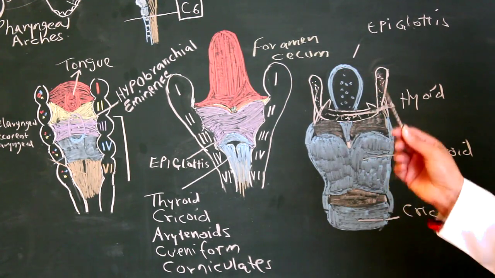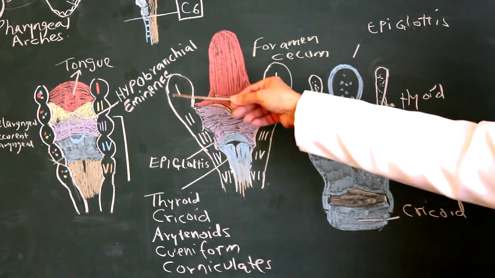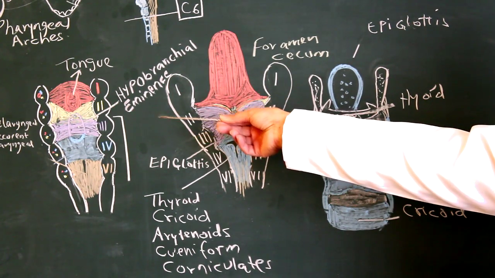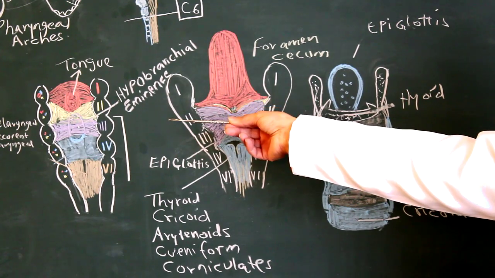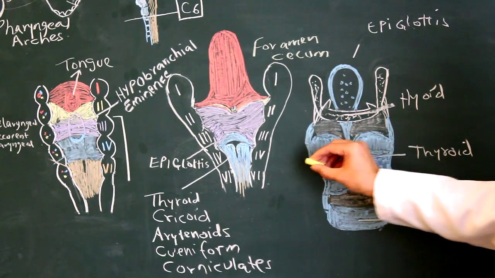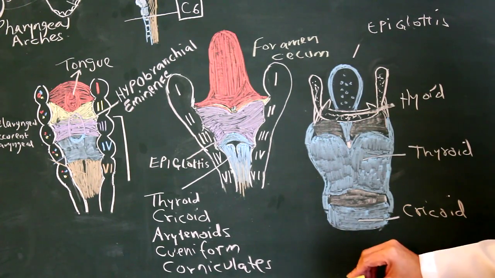In the beginning I mentioned that each arch has its own cranial nerve. So the 4th arch has the vagus, or the 10th cranial nerve. Which branch of the vagus? The superior laryngeal branch. Where should I write?